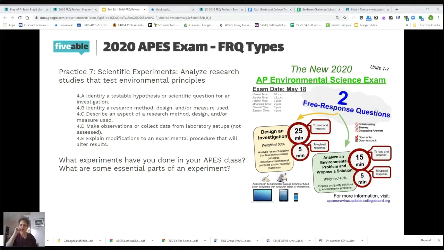Yeah, have you done any actual experiments? Bubble lab, I love that one. Yeah, I think that bubble lab is a pretty good lab, because if you are going to count survivorship in aquatic species, you have to do a process like that of collecting that data.